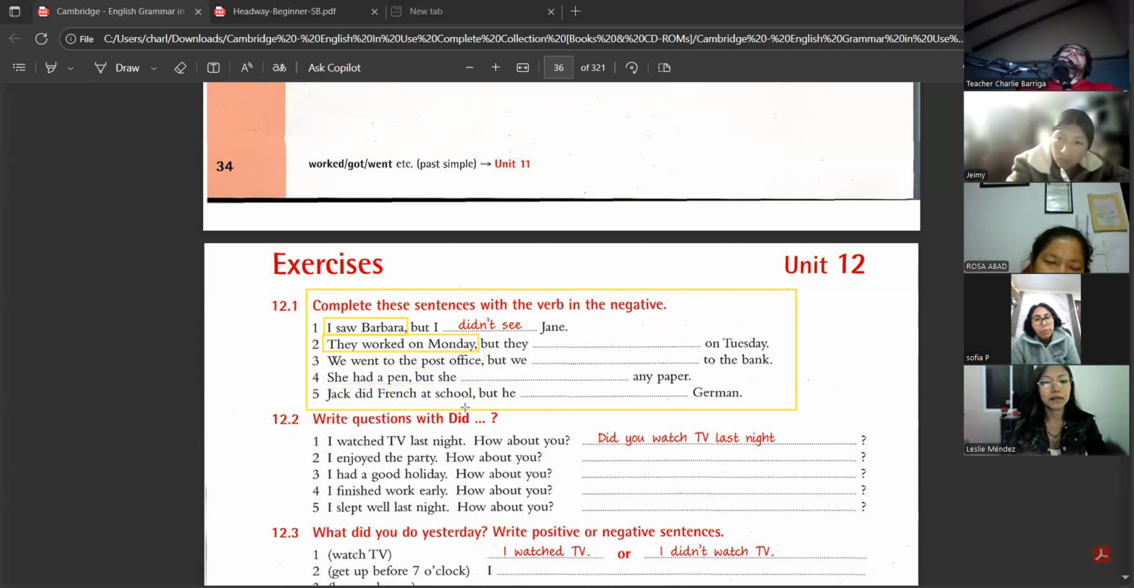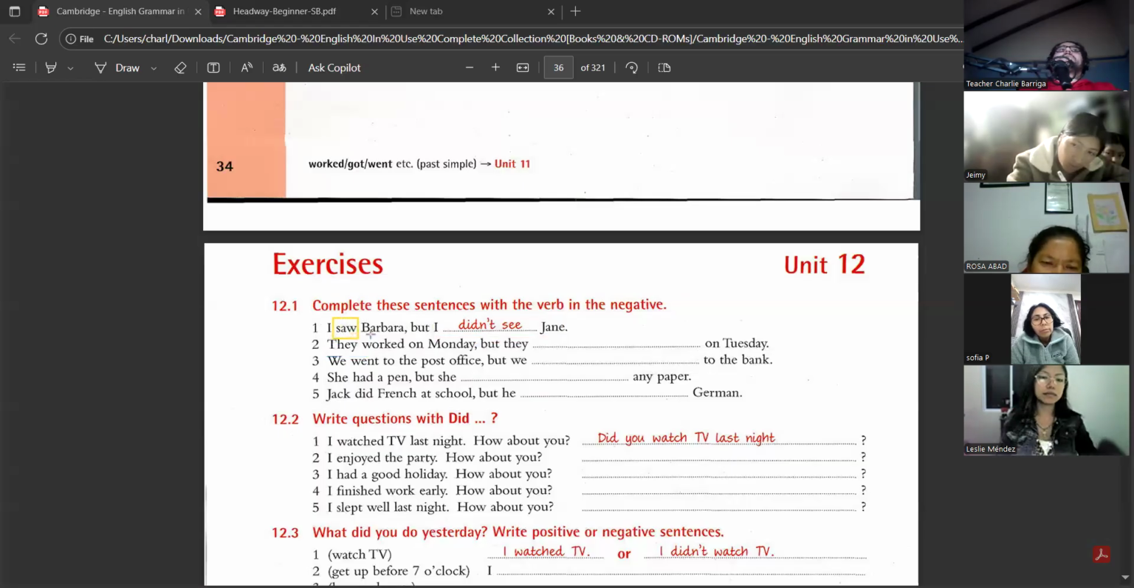All of these are what? Past simple positive, right? And we have here a but, and then we have a sentence in past simple negative, where we have to use the same verb as here. For example, I have here the verb see, right? I saw Barbara, but I didn't see Jane, right?